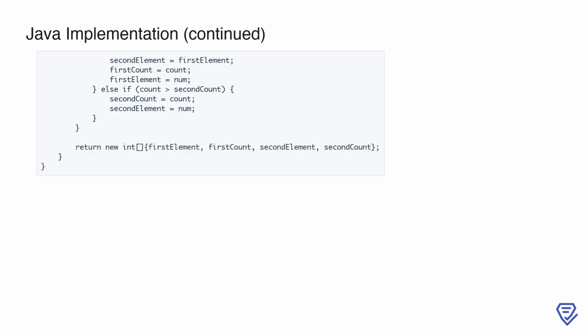Finally, we look at the implementation of the helper method, getTop2, which is responsible for finding the two most frequent elements in a given frequency map.